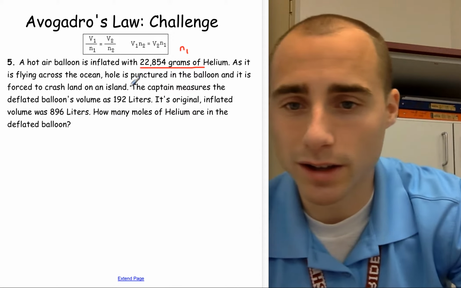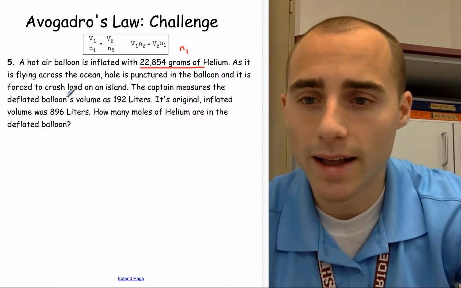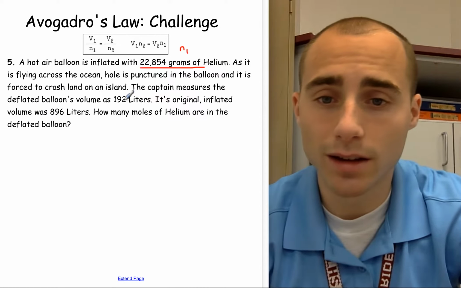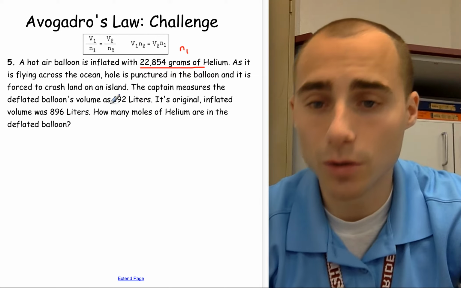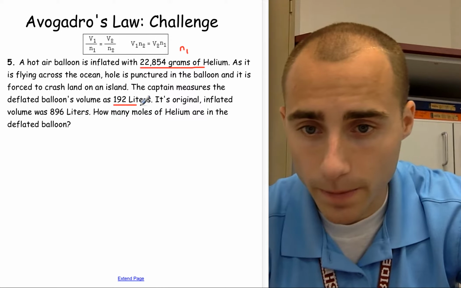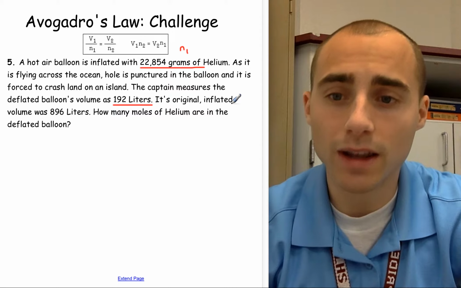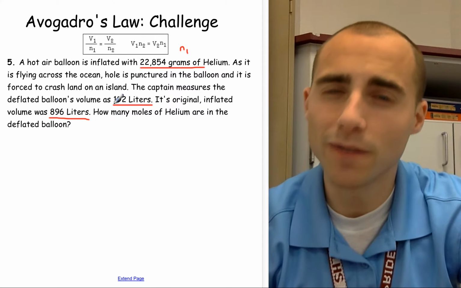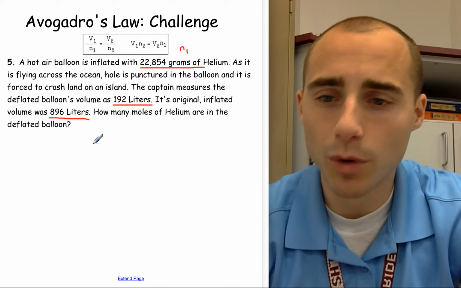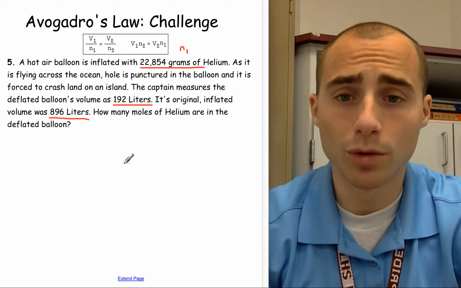As it is flying across the ocean, a hole is punctured in the balloon, and it is forced to crash land on an island. The captain measures the deflated balloon's volume at 192 liters. Its original inflated volume was 896 liters. So those are our two volumes. We've got to figure out where they go, though. How many moles of helium are in the deflated balloon?